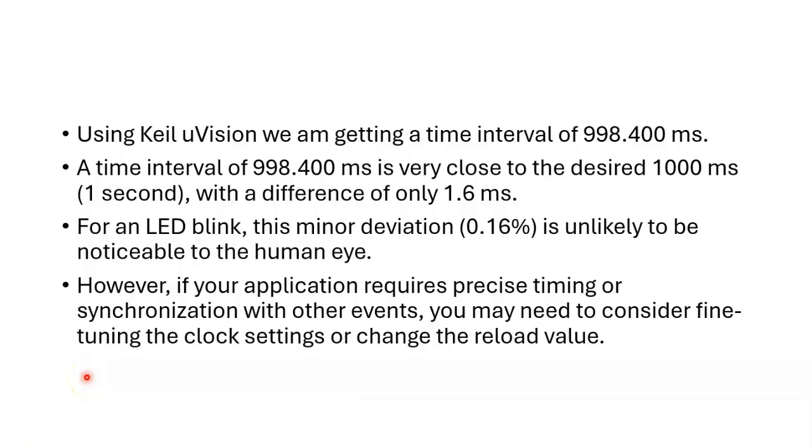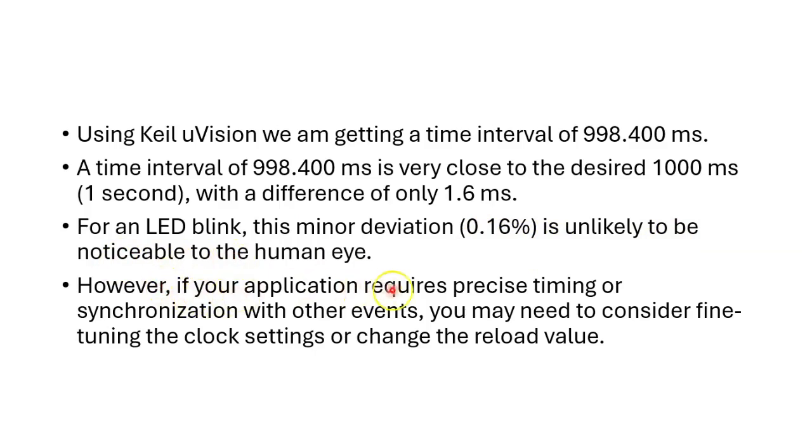Now, using the Keil MicroVision, we are getting a time interval of 998.400 milliseconds. I'm ignoring the other zeros. A time interval of 998.400 milliseconds is very close to the 1000 milliseconds or 1 second that we want. There's a difference of 1.6 milliseconds. For a blink LED application, this minor deviation of 0.16% is unlikely to be noticeable.